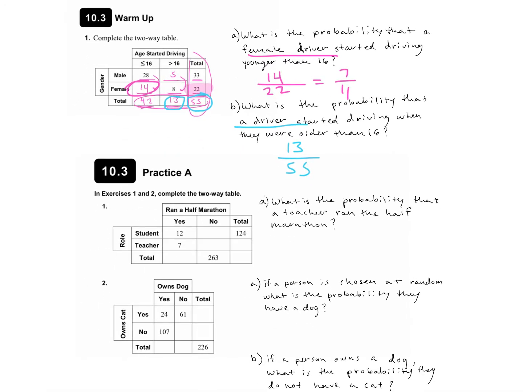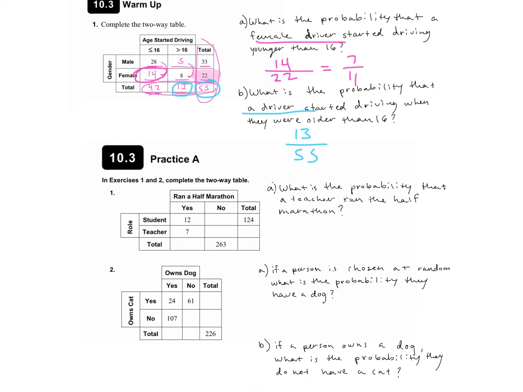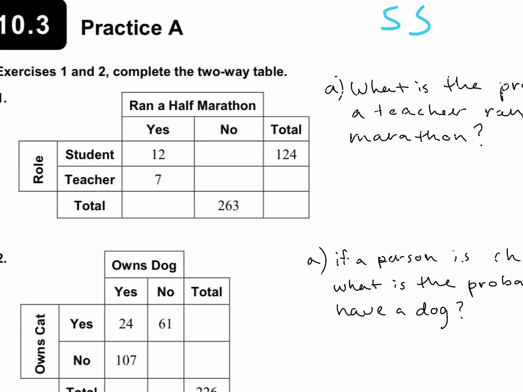All right, number 1 on the next section, we have to do the same thing, fill in the chart. So this is 112, 151, 158, 282, and 19.